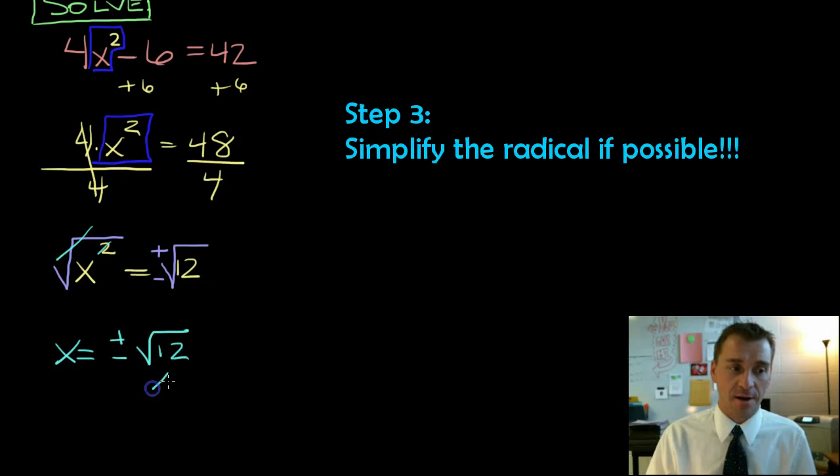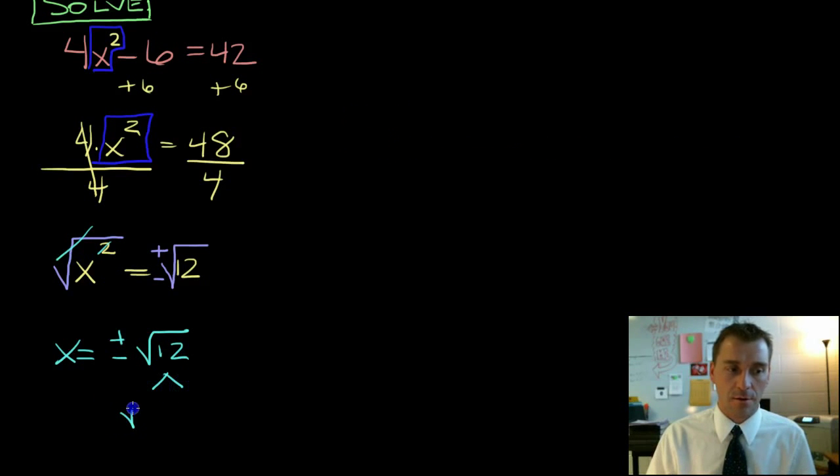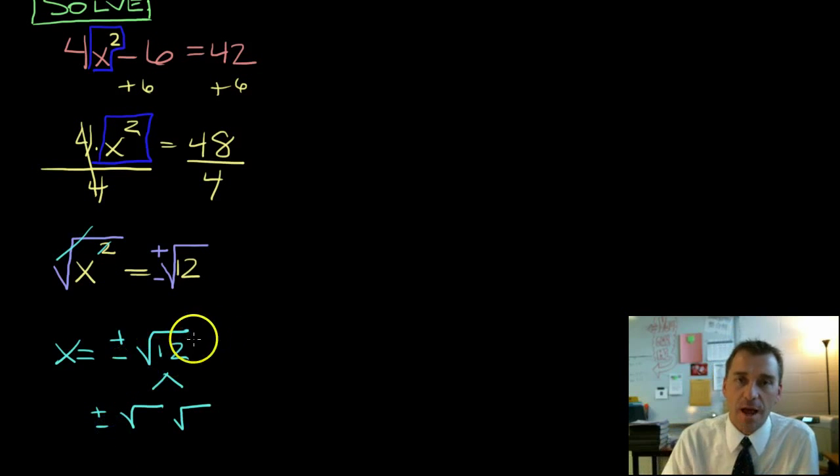And that means I need to find 2 factors of 12, where remember this first one is the highest perfect square that we can find. So I still have plus or minus. Can I do that? I sure can. That turns out to be a 4 and 3.